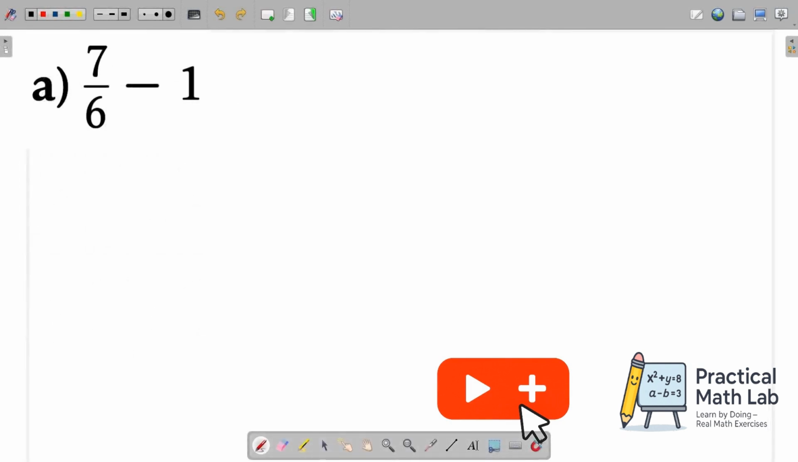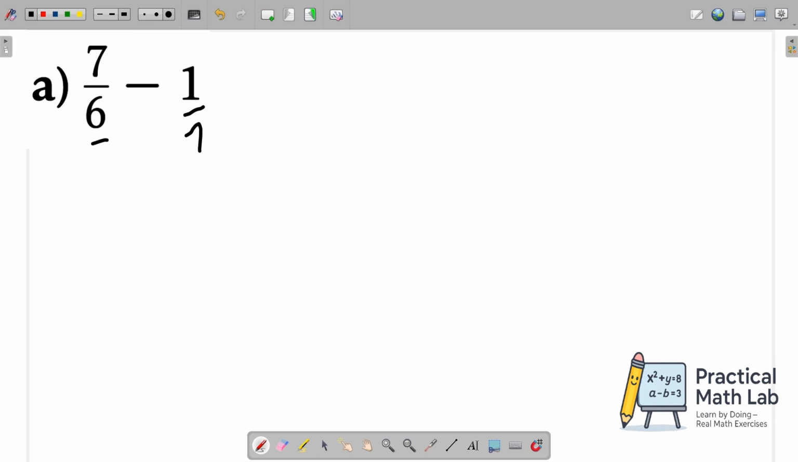Today, we're going to solve 3 fraction problems. First, subtraction of fractions. Let's make the denominators the same here. The denominator here is 6, and here, if there's nothing underneath, it's 1.